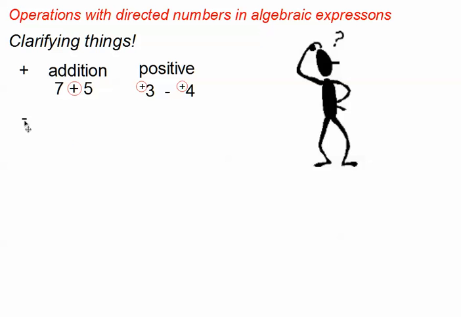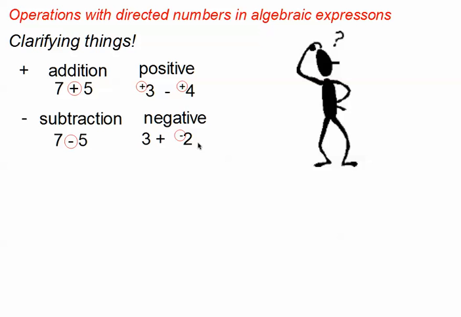Likewise, this minus symbol is sometimes used for the operation subtraction, as in 7 take 5. Sometimes it's used to indicate the sign of a number, as in -2 in 3 add -2. And likewise, there's the word minus, which sometimes means subtraction, sometimes means negative. So I tend to try not to use that. In summary, these symbols are sometimes for an operation, sometimes to indicate the sign of a number.